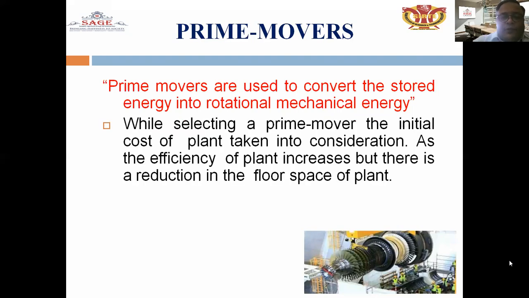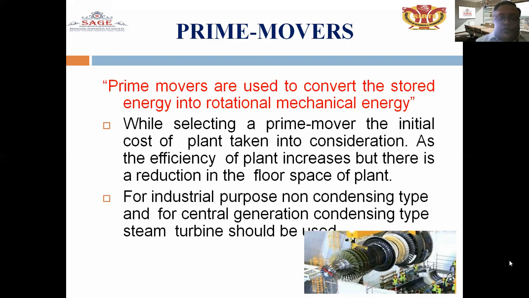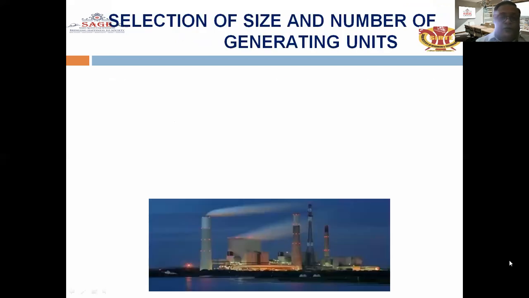While selecting a prime mover, the initial cost of the plant is taken into consideration, as the efficiency of the plant increases but there is a reduction in the flow resource of the plant. In selecting the prime mover, the initial cost of the plant is taken into consideration. This is the main factor. For industrial purposes, a non-condensing type, and for central generation, a condensing type steam turbine should be used.